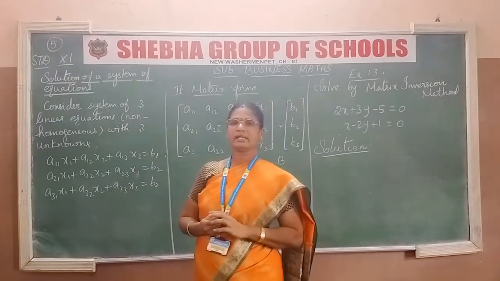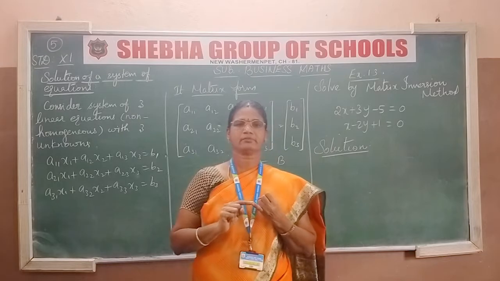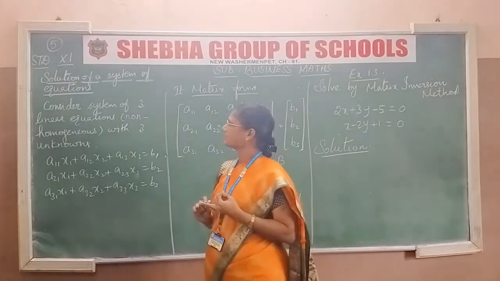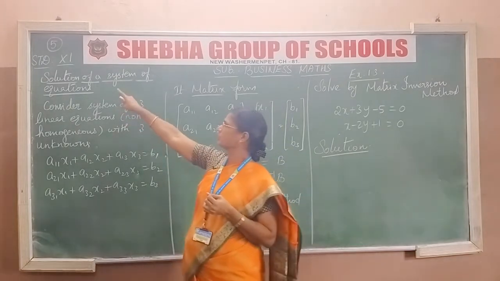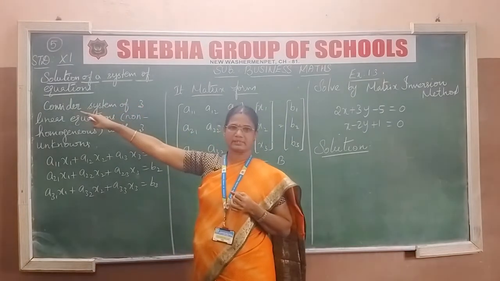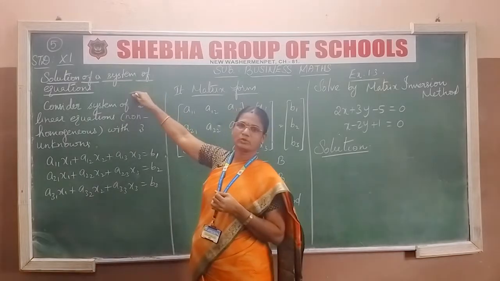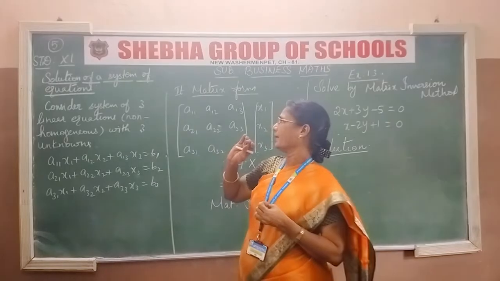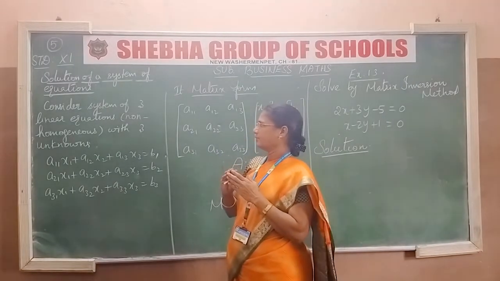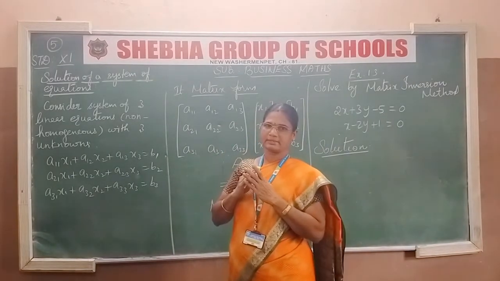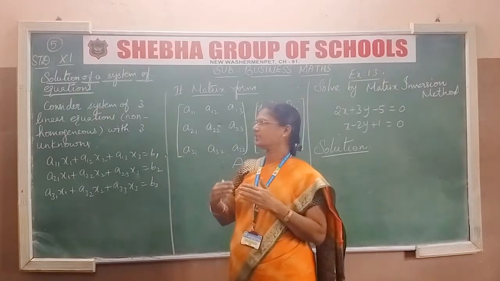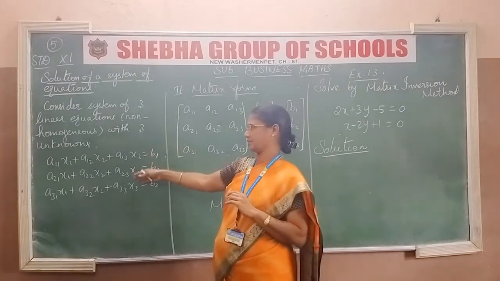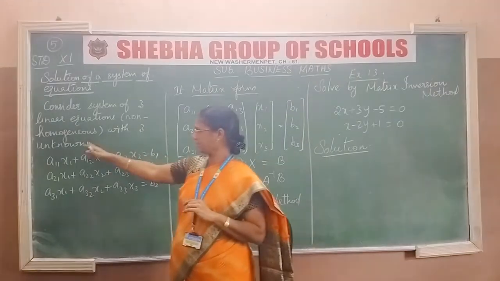Up to the previous class we have studied the adjoint of a matrix and the inverse of a matrix. Now let us move on to a new heading, solution of a system of equations. This method is known as the matrix inversion method. We can solve up to n equations, but in higher secondary we will study up to 3 equations. So I am taking only 3 equations with 3 unknowns.